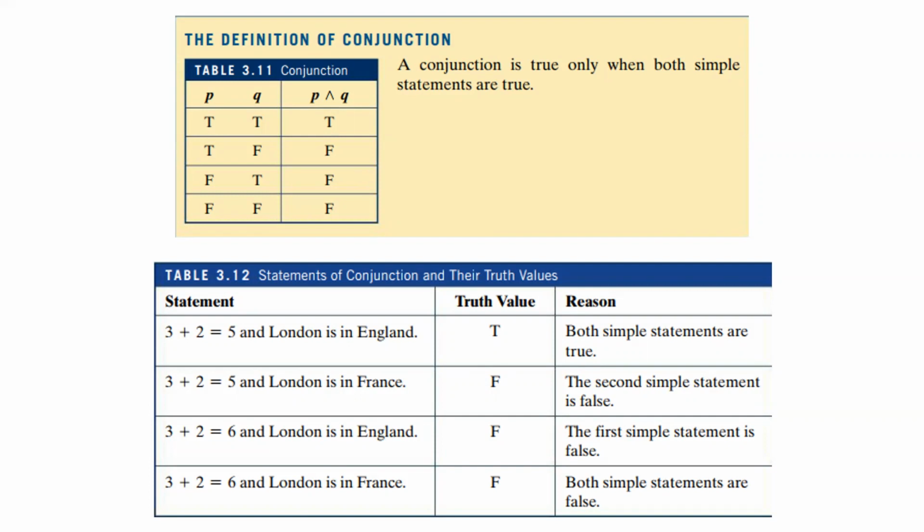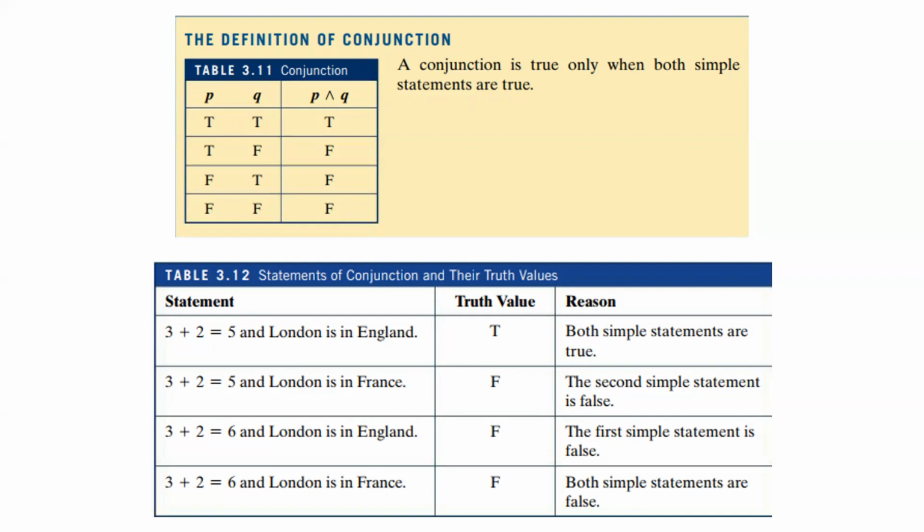Okay, so for example, let's say that I have these two statements. 3 plus 2 is equal to 5, that's certainly true, and London is in England, that's certainly true. If I make both of those statements, the only way I could be correct is if both of those are true, and in this case they are. London is in England, 3 plus 2 is 5.